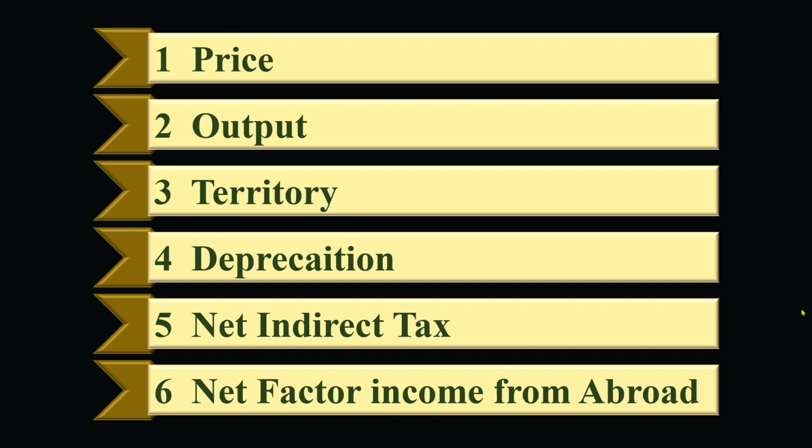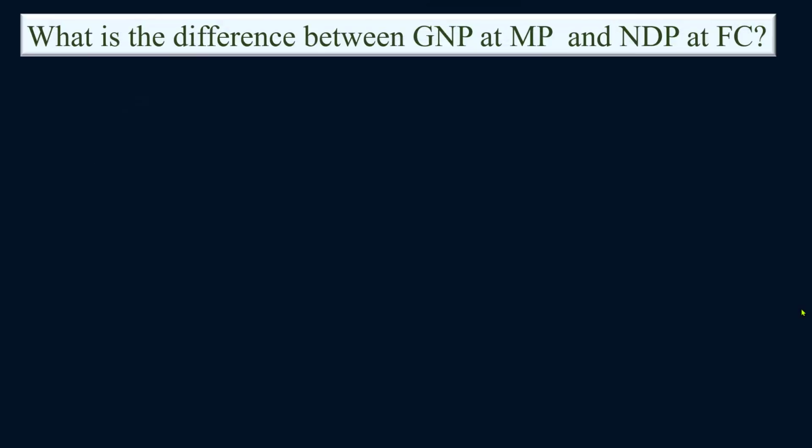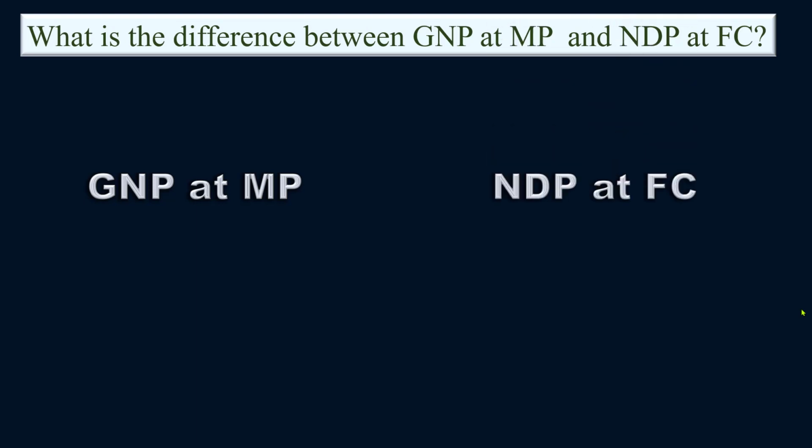In this tutorial, we shall try to find an answer to the board question: what is the difference between gross national product at market price and net domestic product at factor cost? Gross national product at market price is specified on the left hand side. Net domestic product at factor cost is stated on the right hand side. In the calculation of both the values, market price is used. So we shall ignore it.